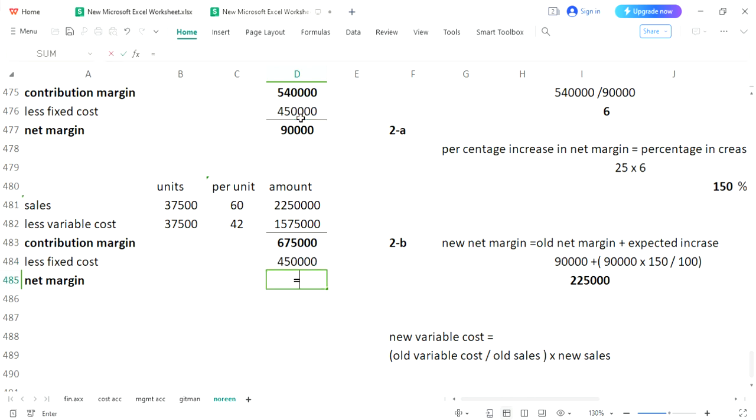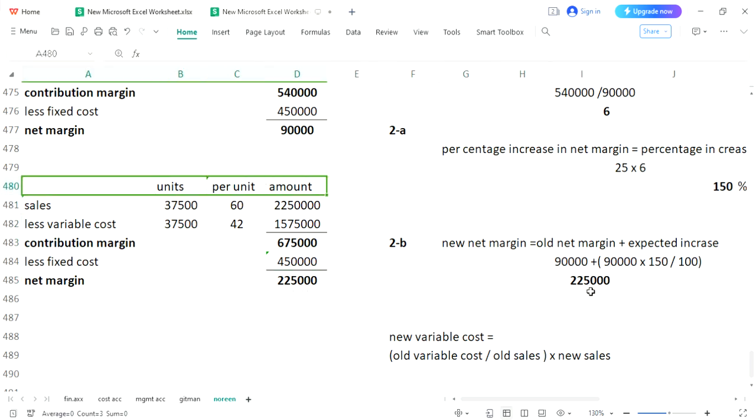It's time to calculate your net margin by subtracting fixed cost from contribution margin. Contribution margin was 6 lakh 75,000 and subtract fixed cost 4 lakh 50,000. So you have got your net margin 2 lakh 25,000, which has already been calculated, 2 lakh 25,000. So this portion was optional. I did it to let you build a very strong understanding.